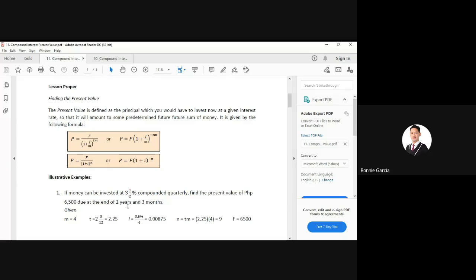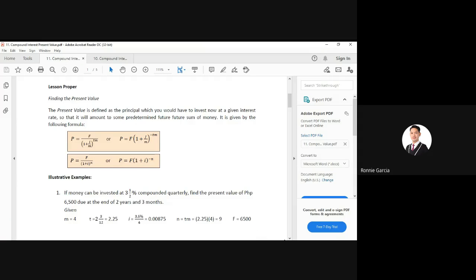So, divide mo ang 3 again to 12, 12 months in a year. Kay by default again, you have to express months into years. So, that's why you have 2.25. So, kumpleto na ka na kay I, 0.035 divided by 4. So, dapat makuha ni mo. Tama ba ni nga answer? Calculate. And then, the value of N, that's T times M. Our T is 2.25 times 4, our M quarterly, so that's 9.